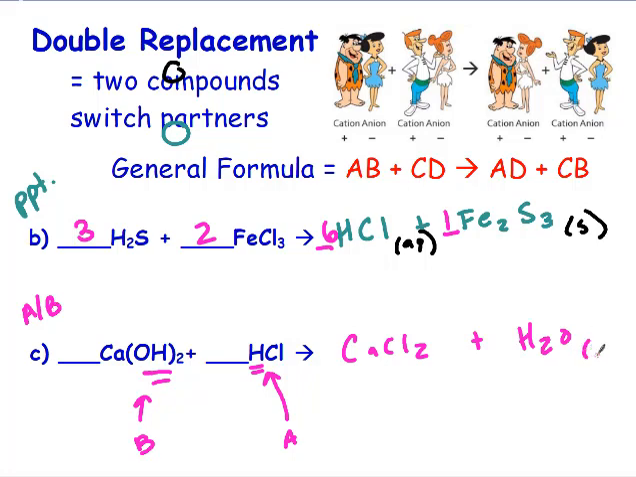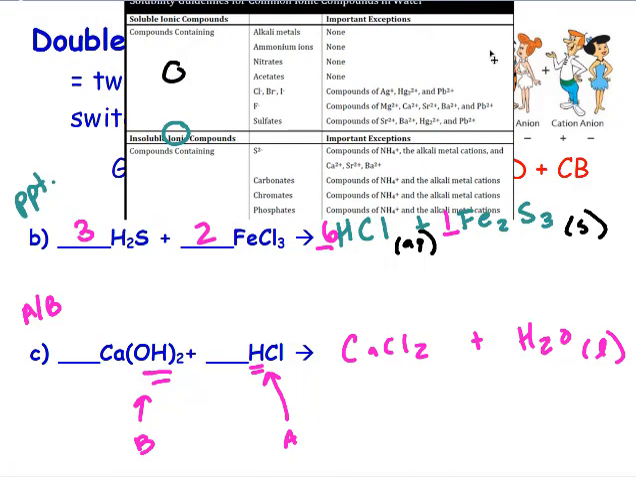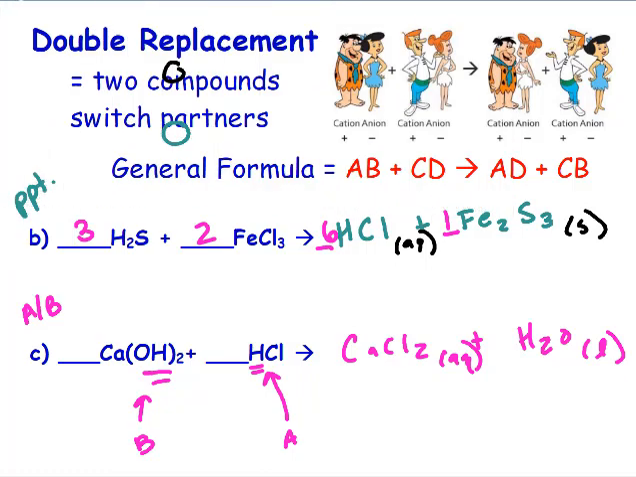If you wanted to add your state symbols, water is technically a liquid. And we could look at the chlorine. Chloride is soluble unless it's with one of those. It's not, so that's aqueous. Notice we don't have a solid in this case because this isn't a precipitation reaction. You sometimes can make a solid in an acid-base reaction, but the characteristic of an acid-base reaction is you're always going to have water as one of your products.